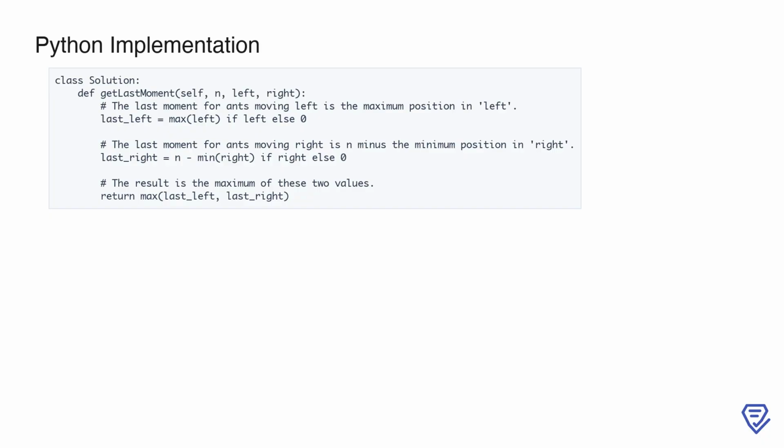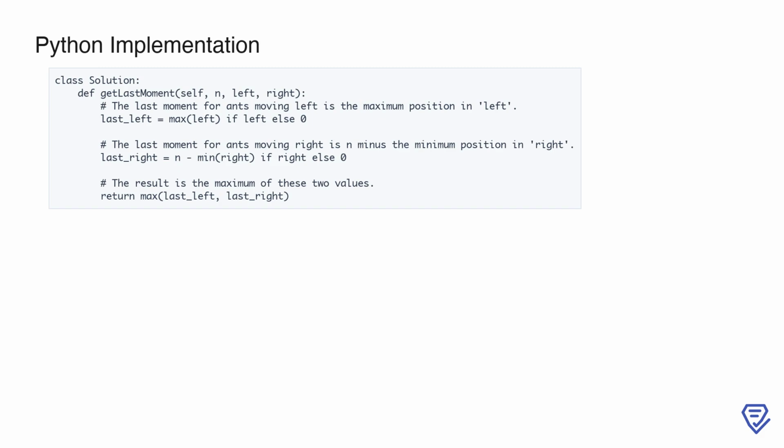3. Compute the overall last moment. The final result is the maximum of the last moments for left-moving and right-moving ants, as we are interested in the maximum time before all ants fall off the plank. By considering only the extreme cases, maximum for left-moving ants and minimum for right-moving ants, the algorithm achieves optimal efficiency with a time complexity of O(m + k), where m and k are the lengths of the left and right lists, respectively.